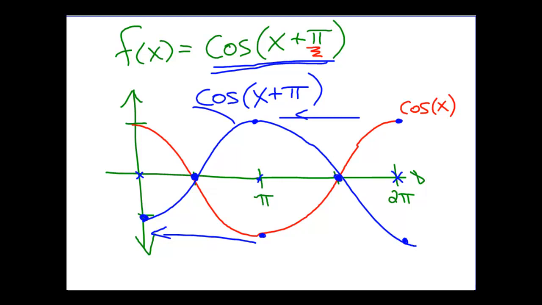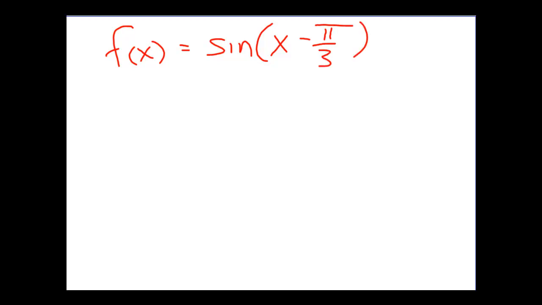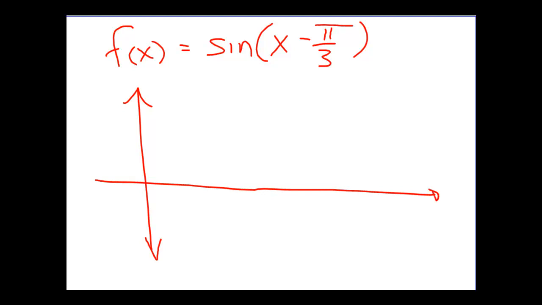We can look at other graphs as well. Let's do a further example and take a look at the sine of x minus pi over 3. So here now we have a sine function, and the shift will be a shift to the right, but it will be a shift by pi over 3 units. And I want to talk to you a little bit about how to handle this, because oftentimes we'll find that we have shifts that are not necessarily nice values of pi for us to work with.